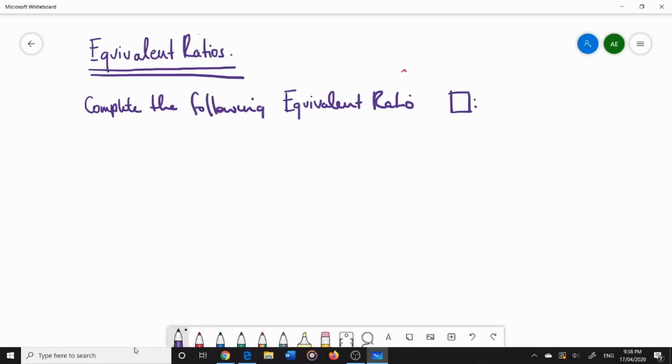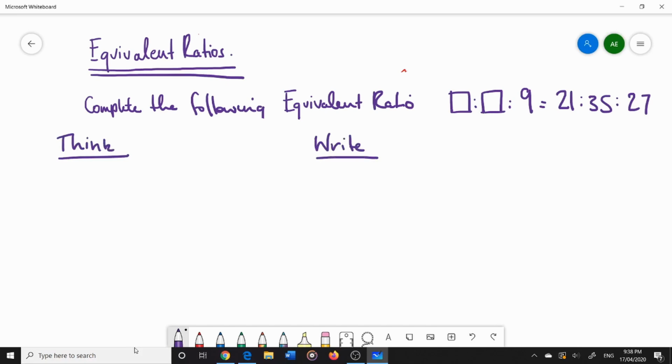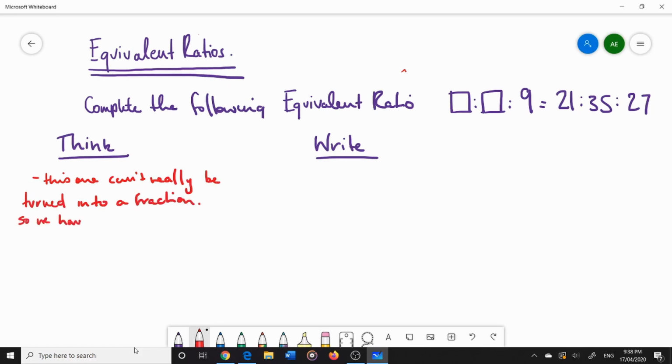Another example is where we have 3 numbers. Complete the following equivalent ratio. So once again, we're finding the blanks. So blank is to 9 is equal to 21 is to 35 is to 27. This one is not as straightforward as writing it as a fraction because there are 3 numbers. Have you ever seen a fraction that's like one number on top of another number on top of another number? No. So we're going to have to work with this one as is.